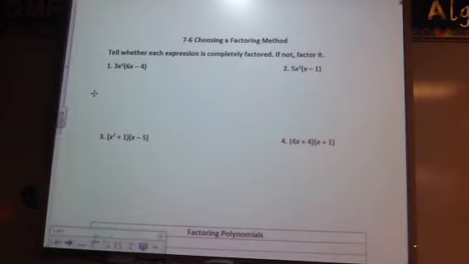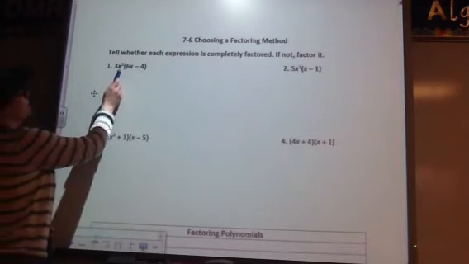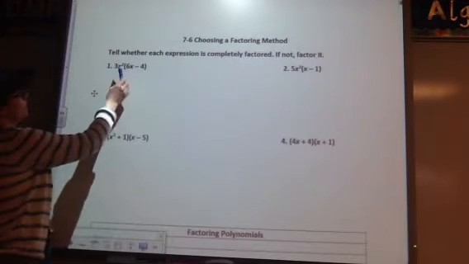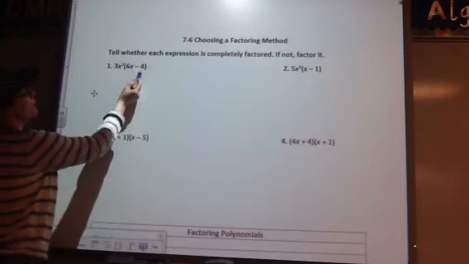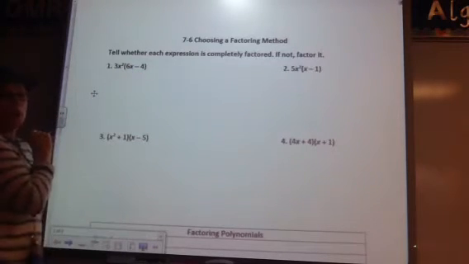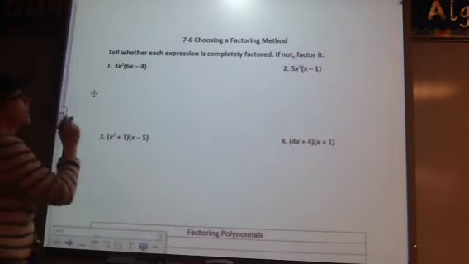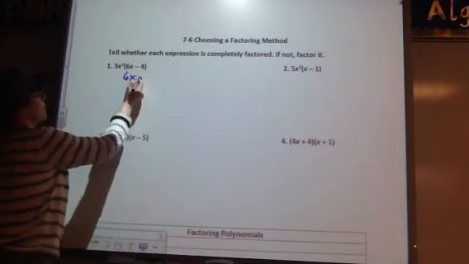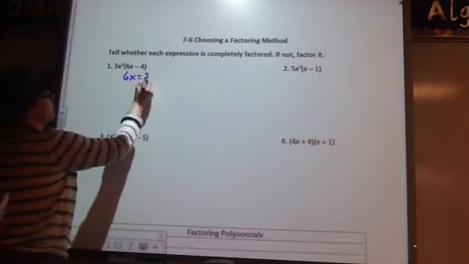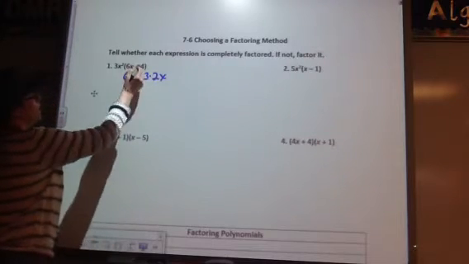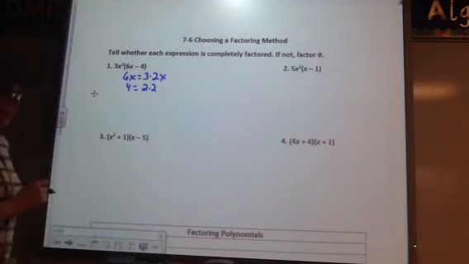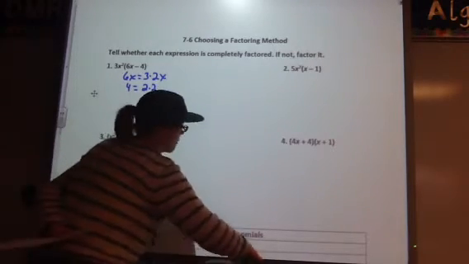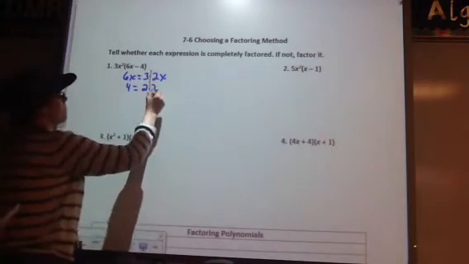Okay, so we've got a polynomial here, so we have a term and a binomial. What we need to do is look at the binomial. Is the binomial in simplest form? Is it factored out? So let's see. What are the factors for 6x? And then what are your factors for 4? It is not, because we have a common factor of 2.